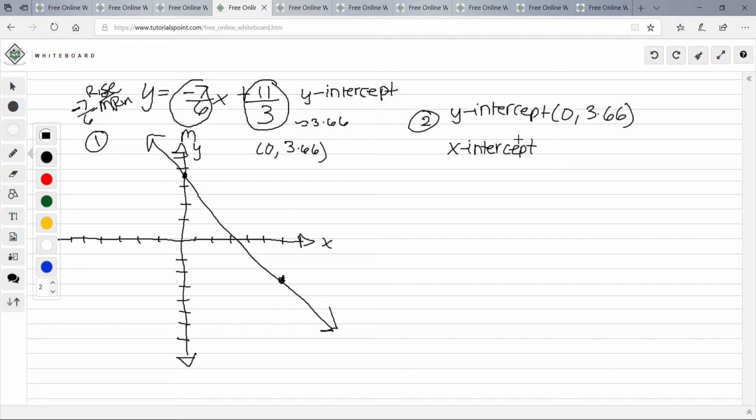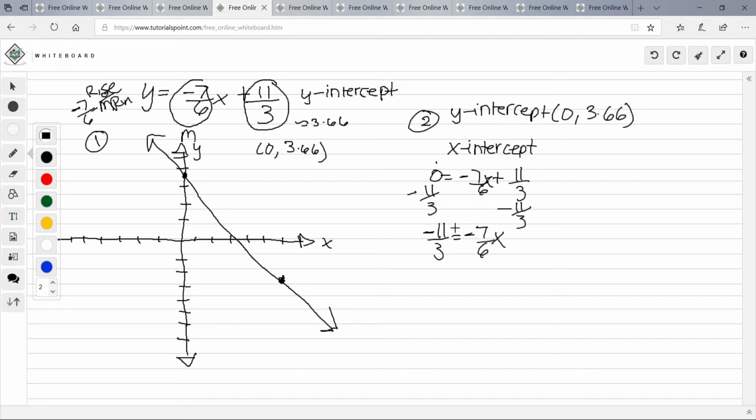You plug in 0 for y. So let's look at the original equation. Wherever there's a y, you plug in 0. So it's going to be 0 equals negative 7/6 x plus 11/3. Forget this x. So we got to solve for x. So I'm going to subtract 11/3. Subtract 11/3. So I get negative 11/3 equals negative 7/6 x.